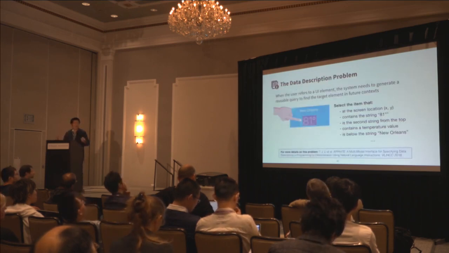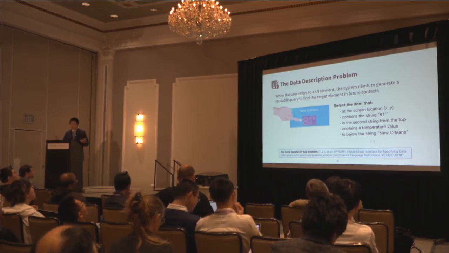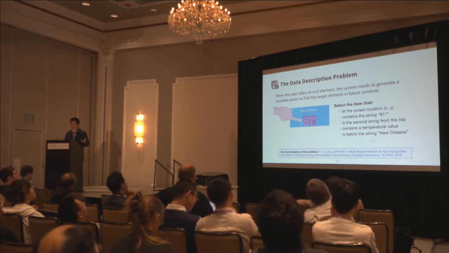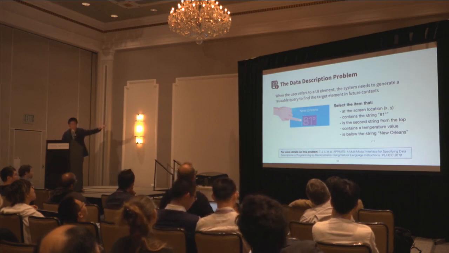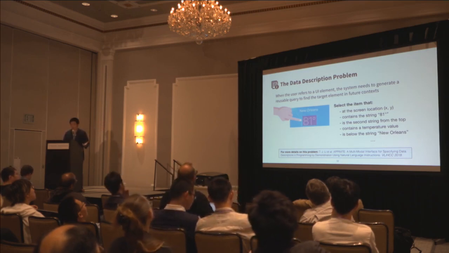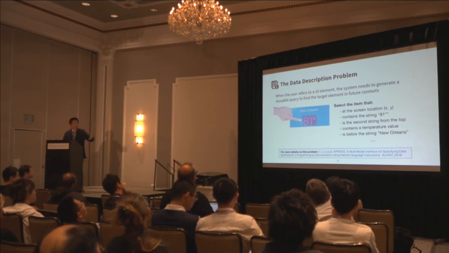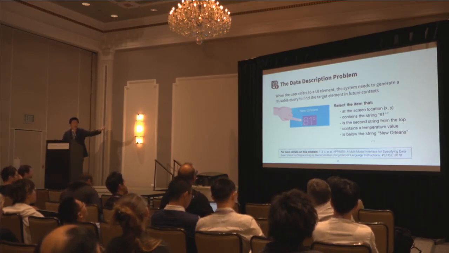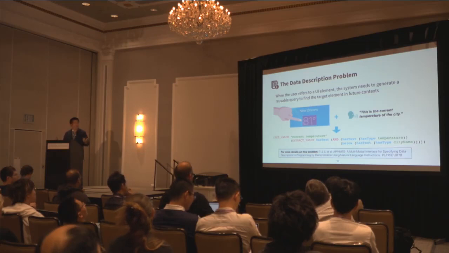Another challenge in generalization is the data description problem. When the user points to an element on the GUI, the system needs to generate a query for identifying the target element in future executions. For example, when the user points at this element, the system needs to figure out if the user wants to record this action as selecting the item at this exact pixel location, the item that has the exact string, 81 degrees, or something else. Our approach is to ask the user to describe the ambiguous concept in natural language.